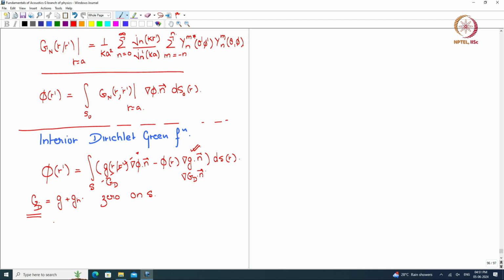So phi dash, or phi of r dash, is equal to the integral over S of minus phi of r del Gd dot n. Okay, so now let us look at this.